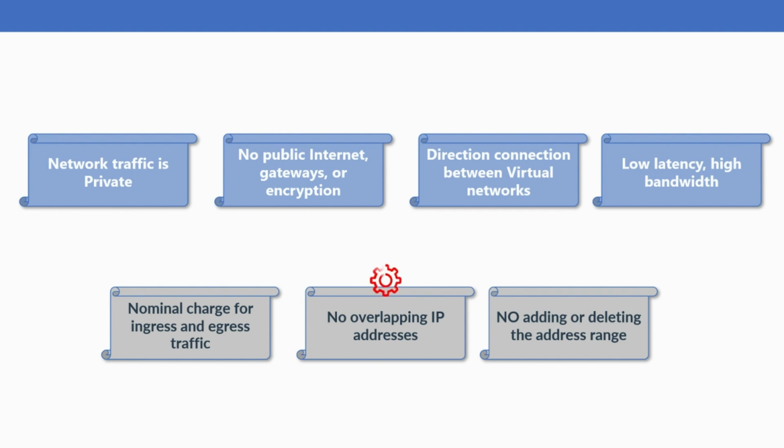Next one, before peering a virtual network, check for non-overlapping IP addresses, as overlapping is not allowed in VNet peering. And the last one, once virtual networks are peered with another virtual network, adding or deleting the address range is automatically disabled. So these are the important points that you have to note under VNet peering.